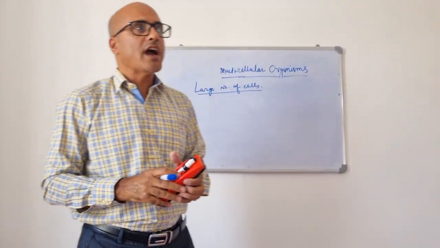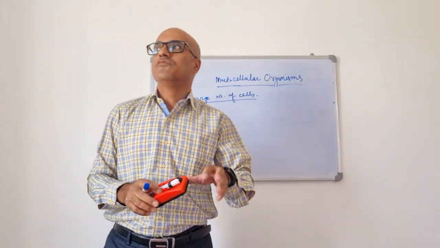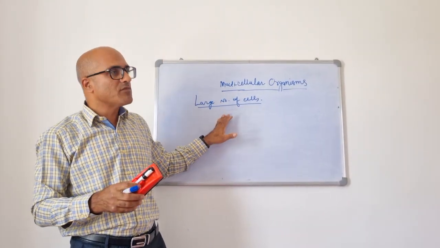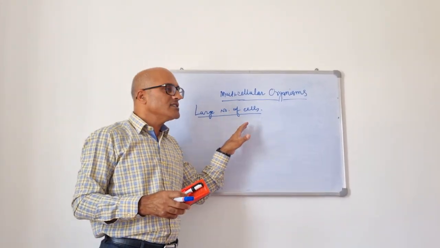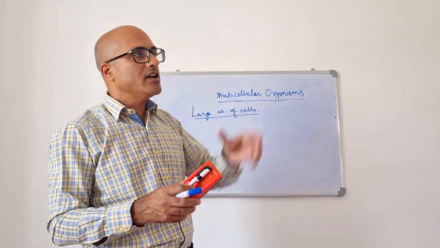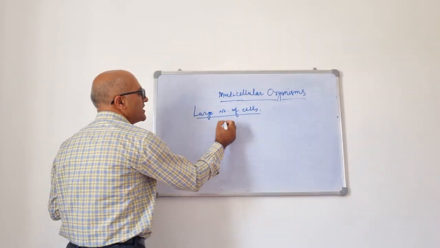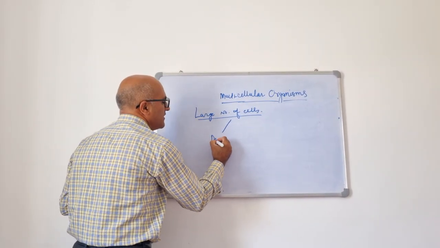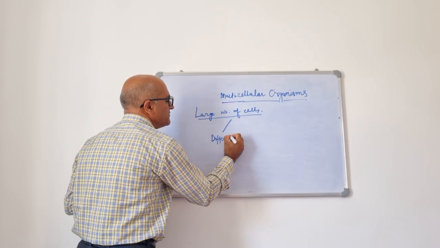In multicellular organisms, when we know that they are made up of large number of cells, what has nature done to these cells? Nature has differentiated them. What has it done? Differentiated.